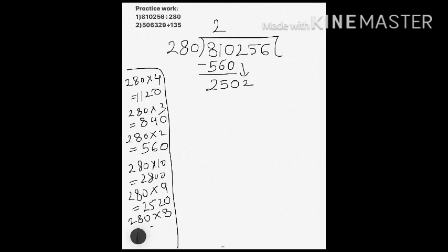280 multiplied by 8. I'll get the answer here, 2240. So I'll write this, multiply by 8, 2240. And when I subtract, I'll get the answer here, 262. Now bring down 5 and it will become a new number now.